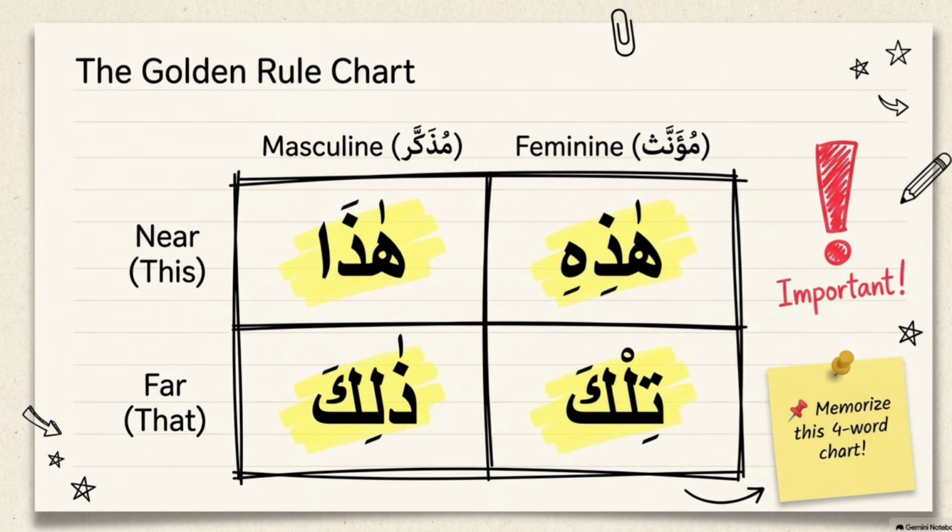All right, let's lock this in. This is our golden rule chart, basically the core memory tool of our entire lesson today. I'm going to pause for just a second so you can really digest this. If an object is near and masculine, you use hatta. Near and feminine, use hatihi. Far and masculine, use thalika. Far and feminine, use tilka. Honestly, just memorizing these 4 words and how they map to gender and distance is going to unlock a massive portion of basic Arabic conversation for you. It's a real game changer.